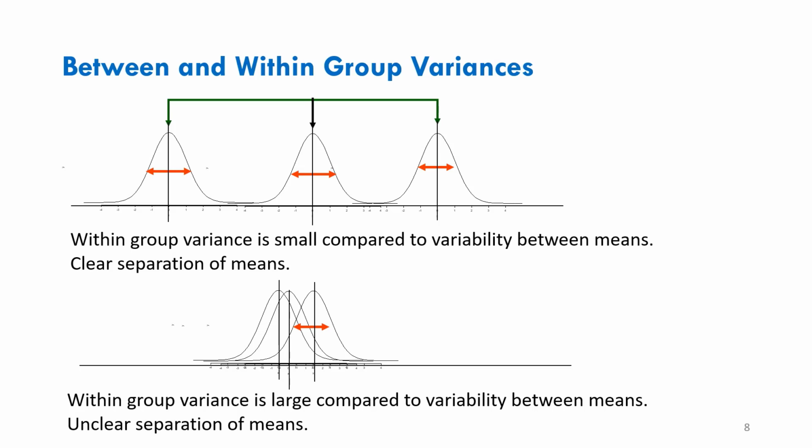If the within group variance becomes large compared to the variability between means, that is the between group variance, the groups are very close to each other. That makes group means equal.